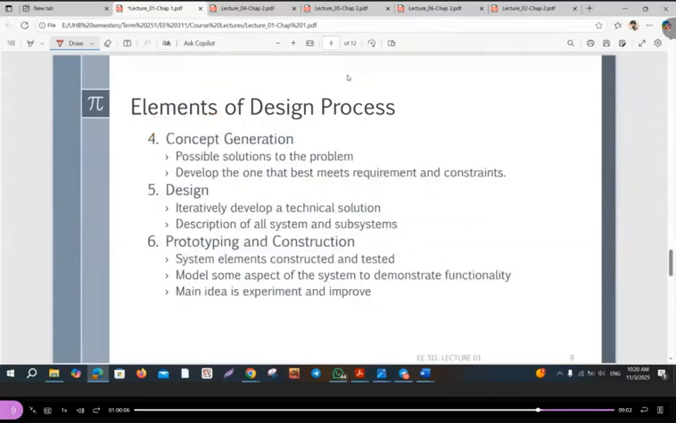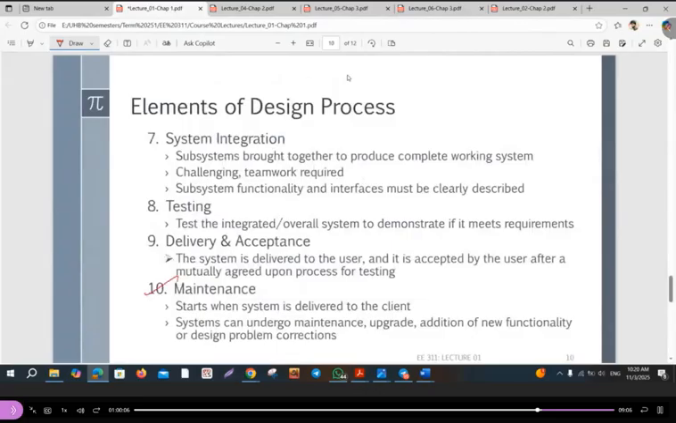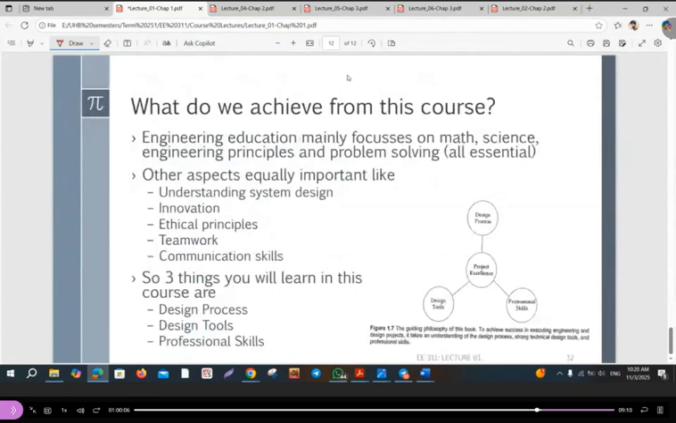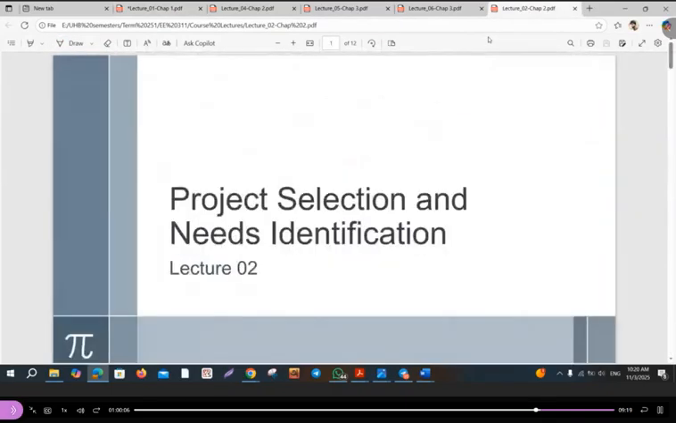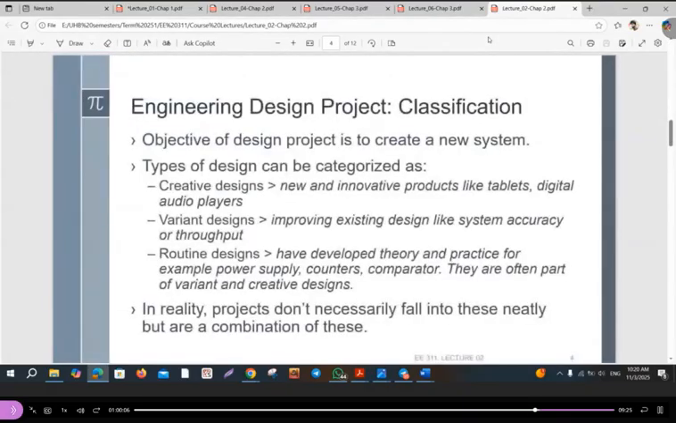Okay. Chapter 2, project selection and need identification. So from here, types of design. There are 3 types of designs over here. Let me change the color. Okay, creative design, variant design, and routine design. You should know this.